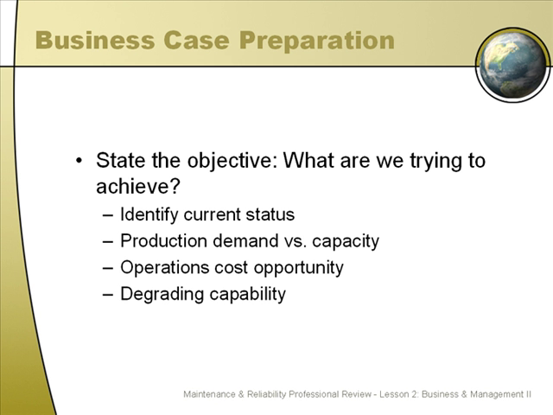Fourth, degrading capability. If you're affected by your maintenance process in a way that's driving down your capability to produce at a rate that you used to be able to do, this is a very serious situation and you need to communicate that as well.